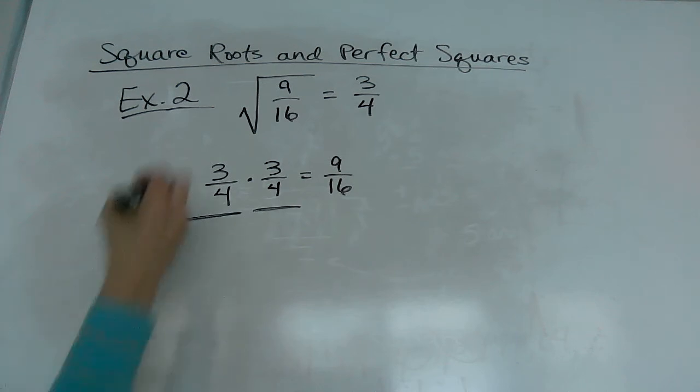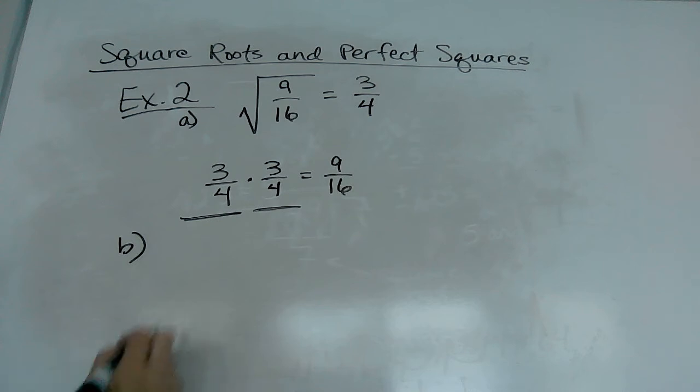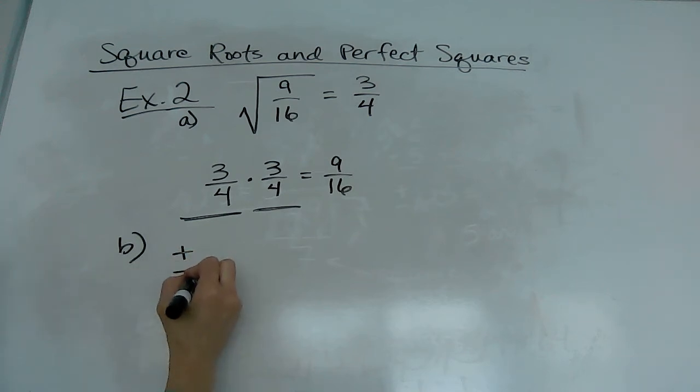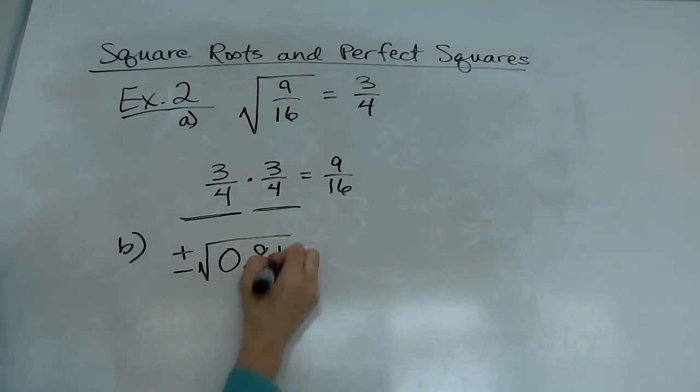Okay, let's call that part A. Let's add another part to it. Now we're going to find both the positive and the negative square root of a decimal. Again, it doesn't look like it's going to be easy. There's a decimal. It's not an integer. But if you ignore the decimal for a moment and recognize that 81 is 9 times 9, you can find the square root of 0.81.